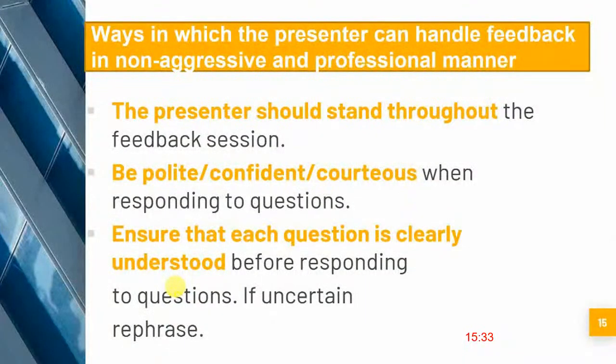Ways in which a presenter can handle feedback in a non-aggressive manner. The presenter should stand throughout the feedback session. Very interesting that the presenter should stand throughout the feedback session. We must be polite, confident, courteous when responding to questions. Ensure that each question is clearly understood before responding. Once again, if you are uncertain, please rephrase.